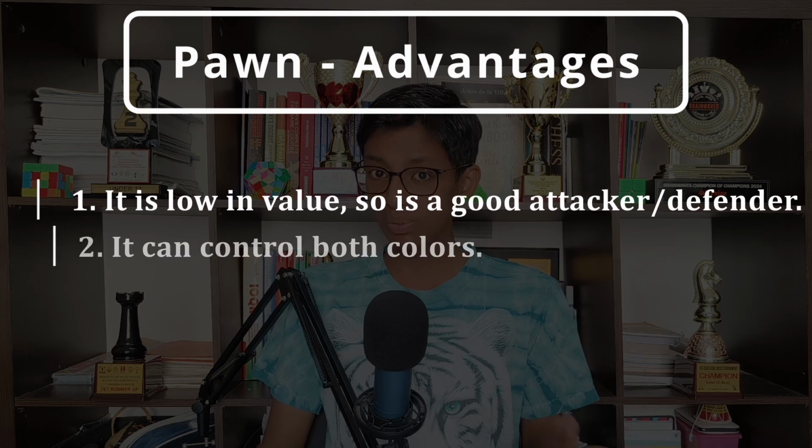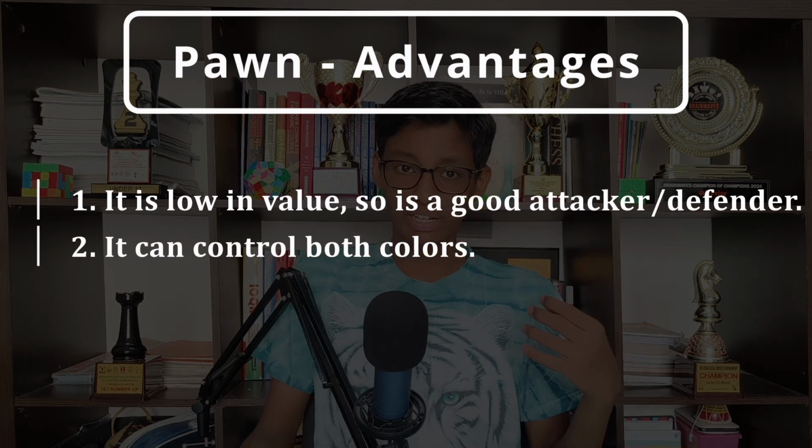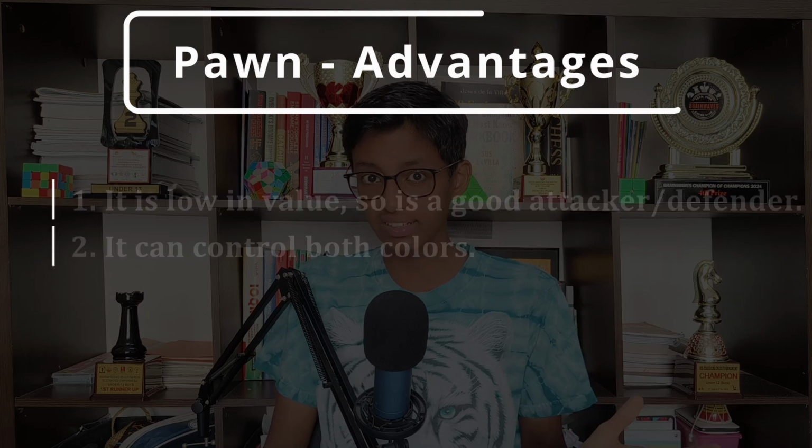It also controls both colors, unlike the bishop. No offense. But when it moves, it captures diagonally. So with every step it takes, it alternates the color that it starts to control. So a pawn on a dark square controls the dark squares diagonally adjacent to it, and so on.